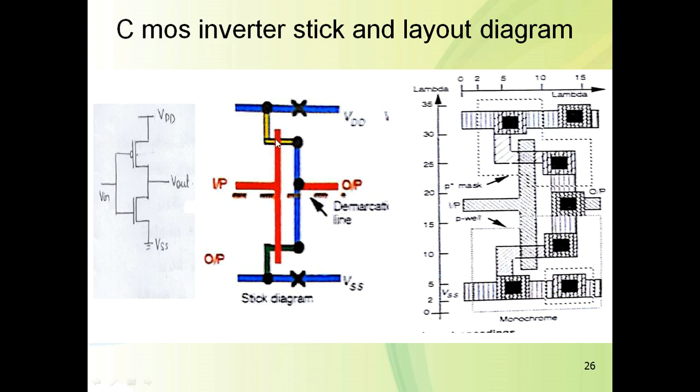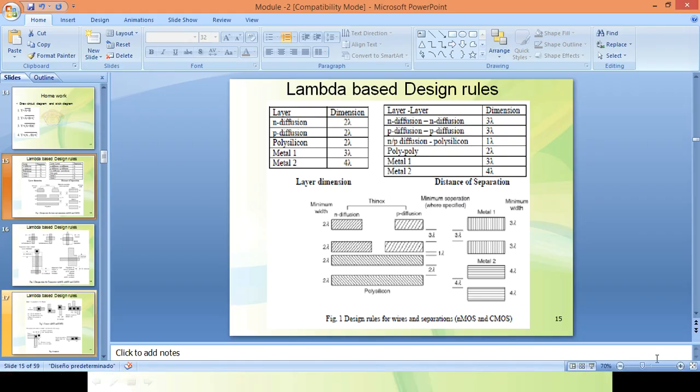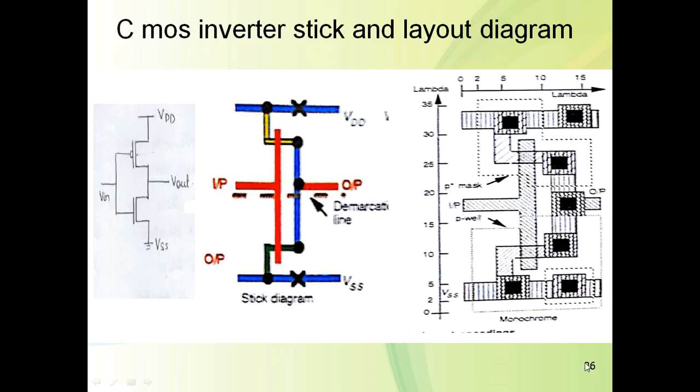Poly crosses the P diffusion, and there will be the P-type transistor. Here is the N diffusion layer, and when poly crosses the N diffusion, the N-type transistor is formed. So this may be the drain and this may be the source, but the source is connected to VSS. The source is connected to VSS, and the drains of both transistors are connected.